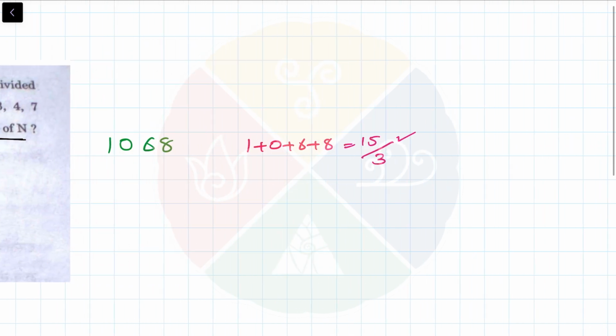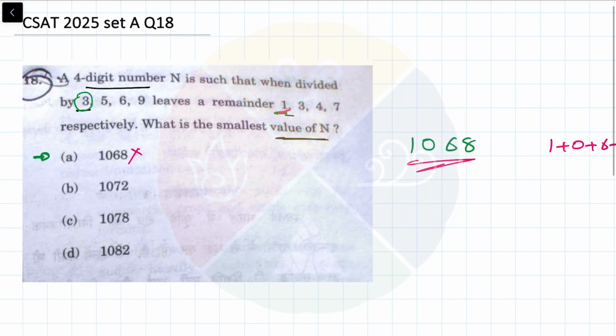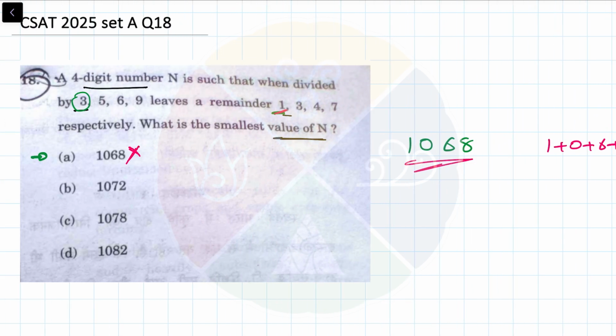And one more thing: whatever remainder you find when you divide the digit sum by 3, it will be the same remainder when you divide this number by 3 also. There is another method also that I will show eventually. So this is not the answer because it's divisible by 3.